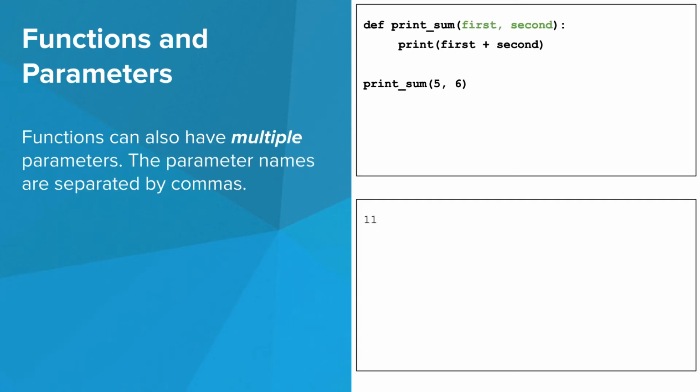Here's an example of a function with multiple parameters. The parameter names are separated by commas. When you call a function like this, you provide arguments, in this case 5 and 6, in parentheses, separated by commas.